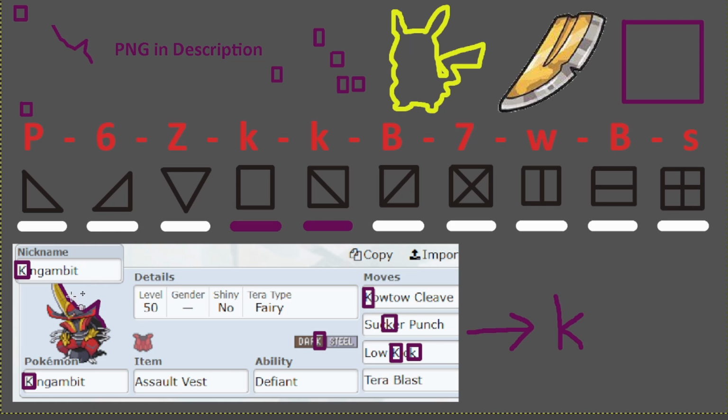And then once you have the squiggly line for King Gambit overlaid on King Gambit, you can see that these squares line up with all the different Ks in King Gambit's moveset, as we have the K in King Gambit and the K in King Gambit. We also have the K lines up with the Dark typing, and we have the K in Kowtow Cleave, Sucker Punch, and the 2 Ks in Low Kick. So if you can't tell, that means that K is the answer that you're looking for here for the 4th slot, and as from before, the 4th slot is also the 5th slot, so you get 2 Ks.